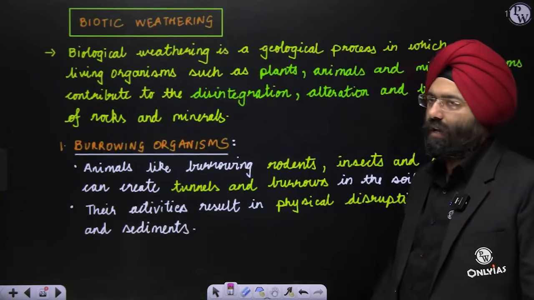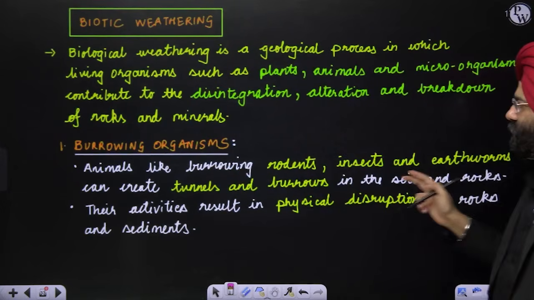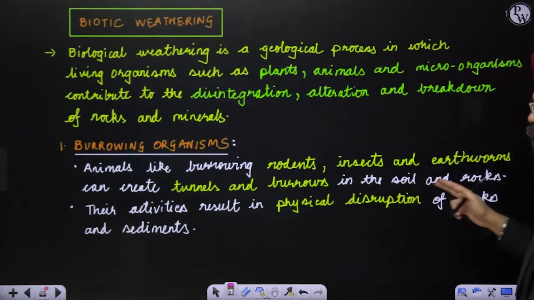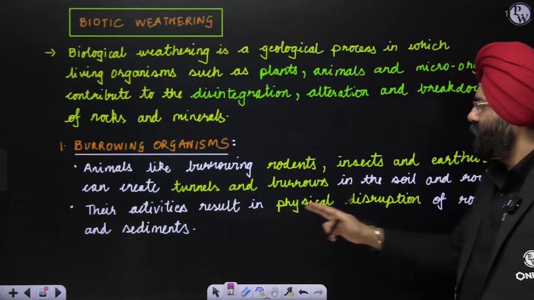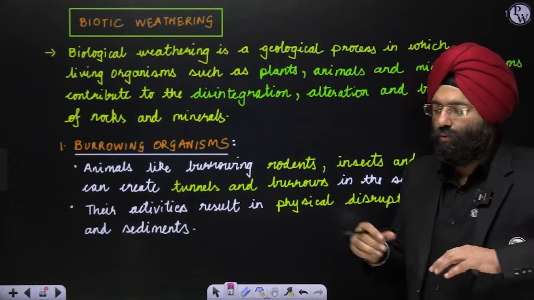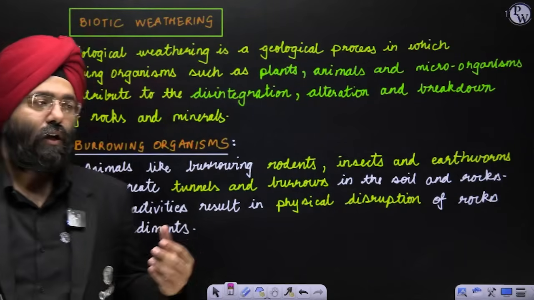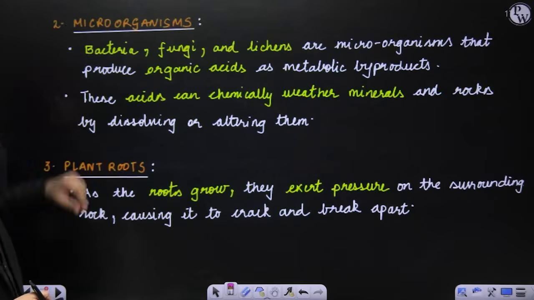Let us say burrowing organisms. Animals like burrowing organisms, such as rodents, insects, earthworms, can create tunnels and burrows in the soil and rock. Their activities result in physical disruption of the rocks and sediments. So obviously these burrows basically lead to disintegration of various rocks. So that is also caused by burrowing organisms or animals.